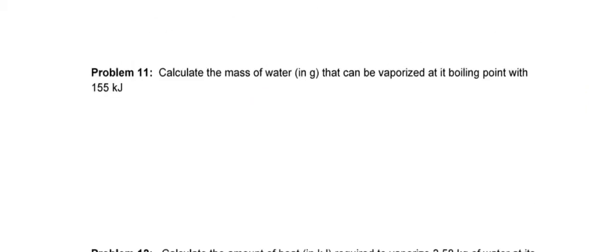Well, as typical, if I give you a delta H, usually there's some math involved. So here we're going to calculate the mass of water that can be vaporized at its boiling point with 155 kilojoules of energy. So if you don't already have a calculator handy, why don't you get one? All right, well, hopefully you got your calculator handy. So we're going to calculate the mass of water in grams, all right, that can be vaporized at its boiling point with 155 kilojoules of energy.